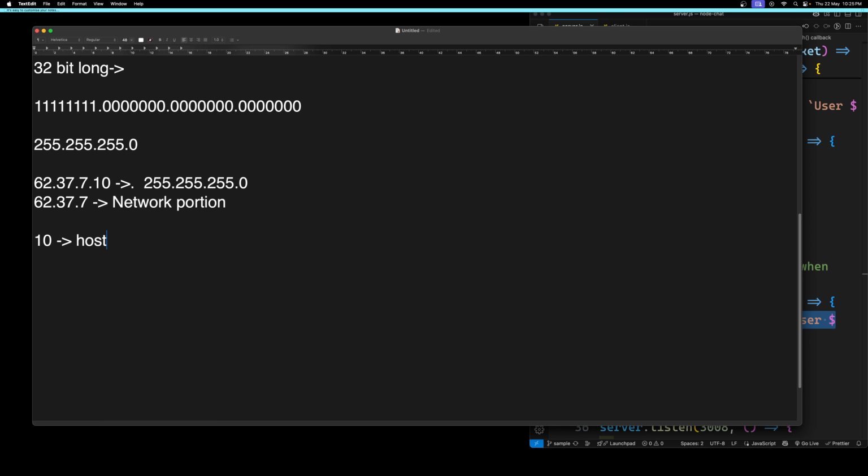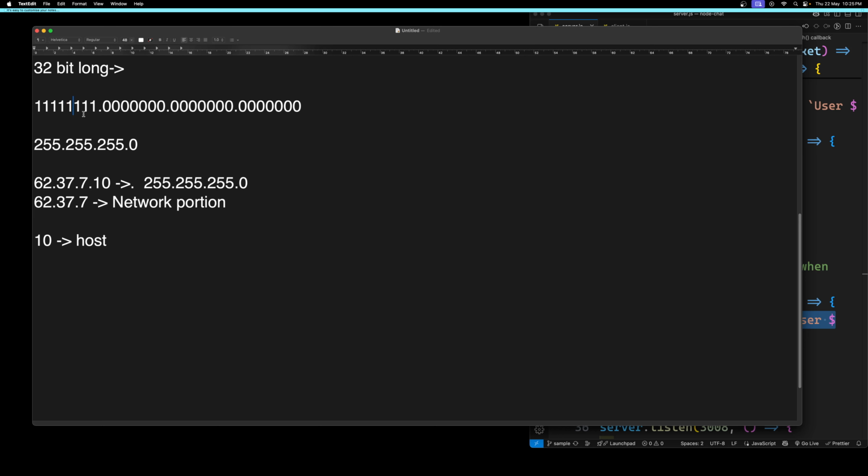But here is the catch. A subnet mask must have all the ones at the start and zeros at the end. So you can't have zeros in the middle. If you add a zero in the middle, it is an invalid subnet mask. A valid subnet mask must have ones followed by zeros, never something like 11011.